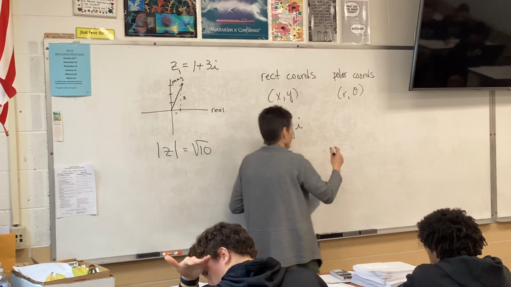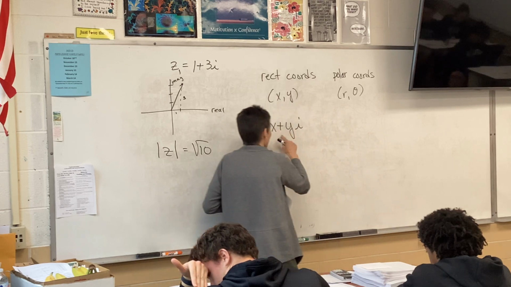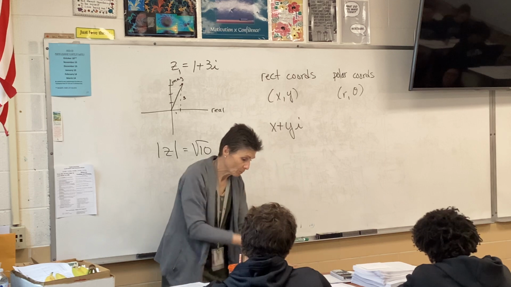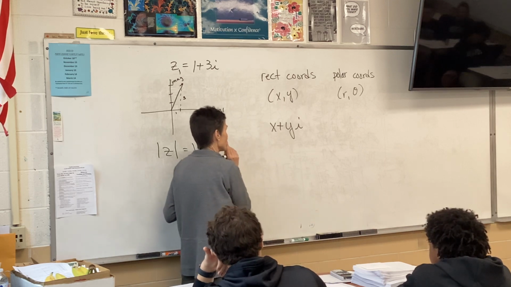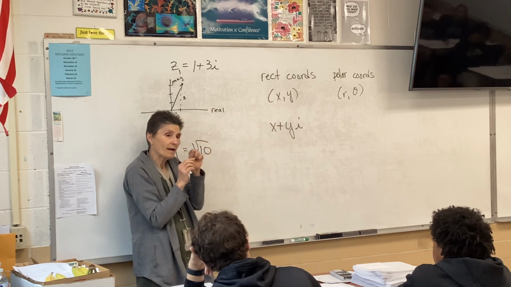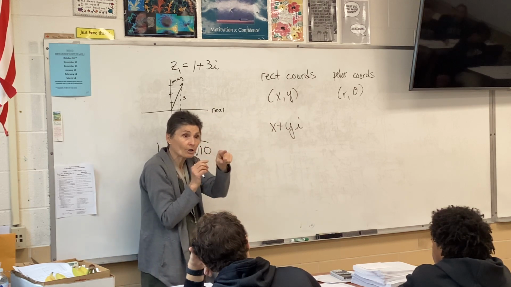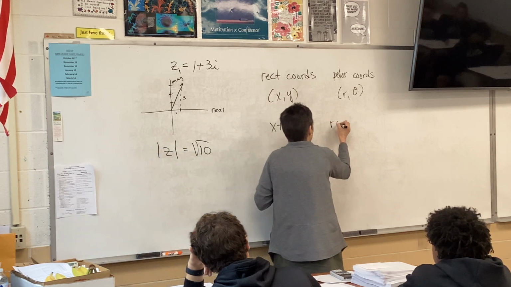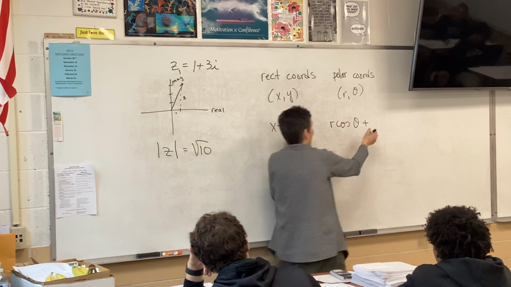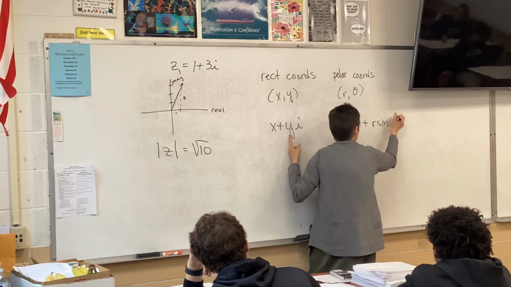In polar form, that same number, let's see if we can figure that out without looking at our notes. What do we know about x? x equals r cosine theta. So this is r cosine theta plus r sine theta i.